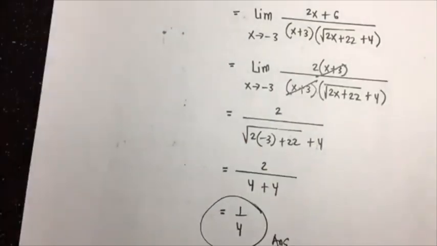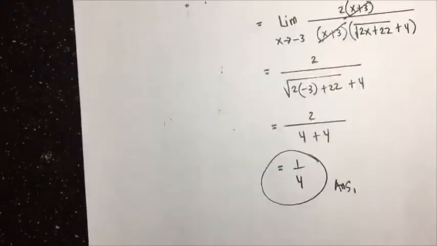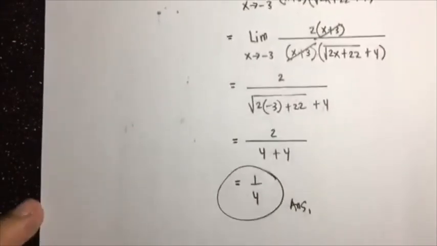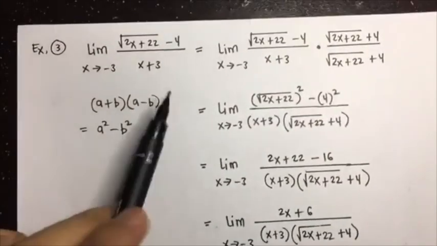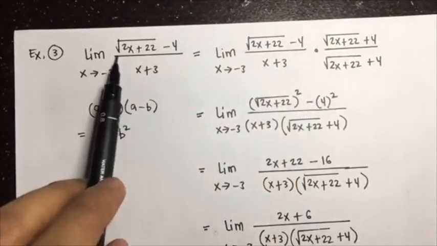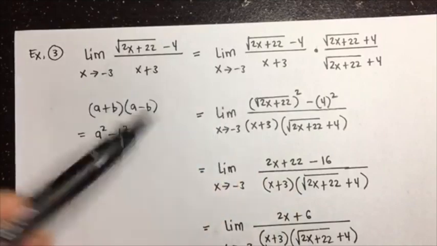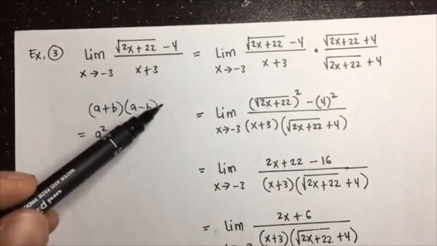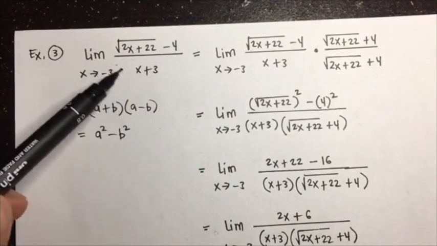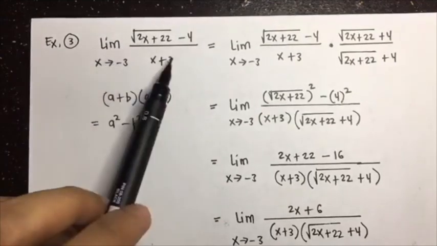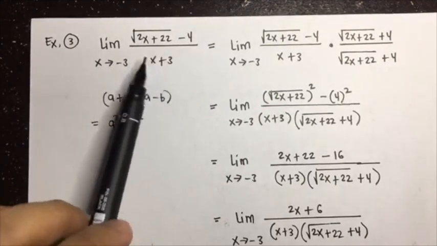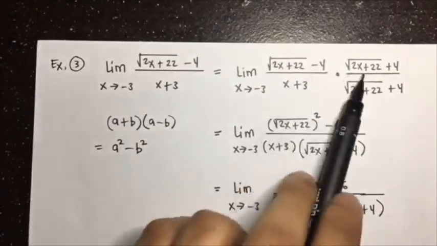That's it. We have done that by rationalization, removing the radical sign from one of the terms. You can also do rationalization if you see a radical sign in the denominator. But basically, that's how you do it.